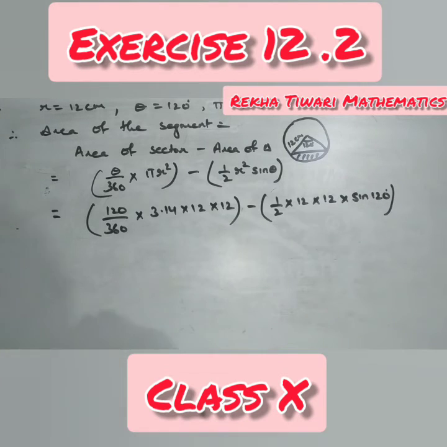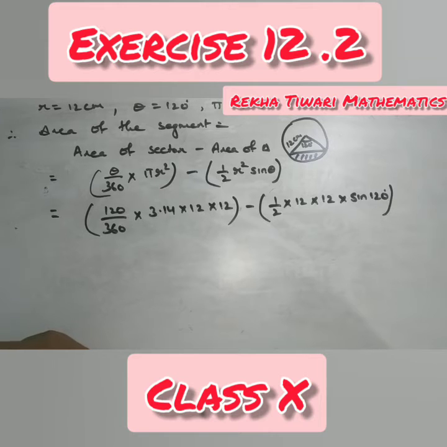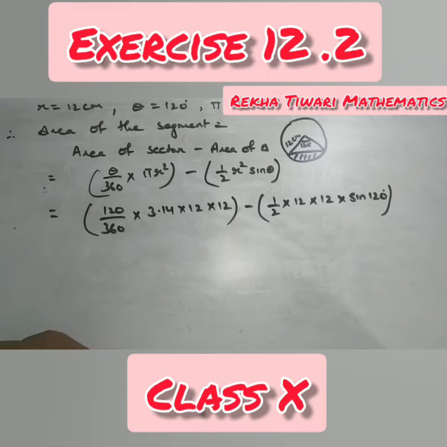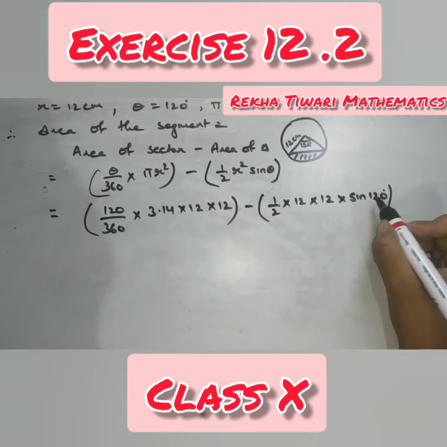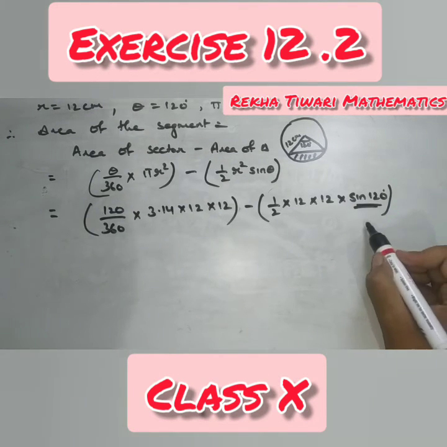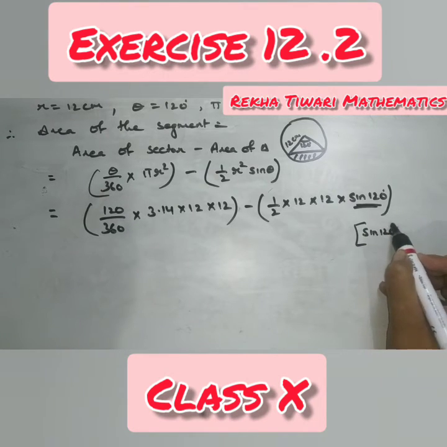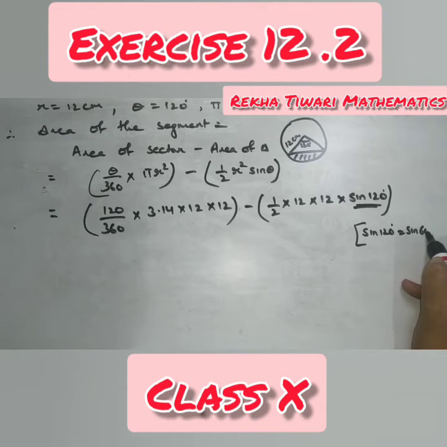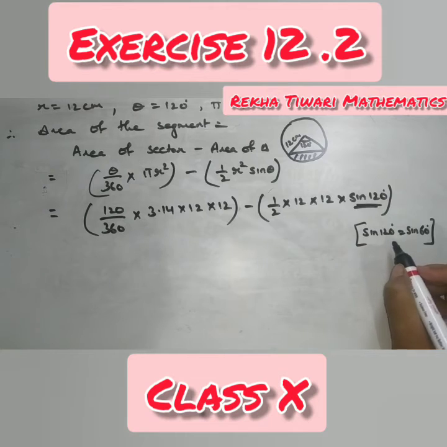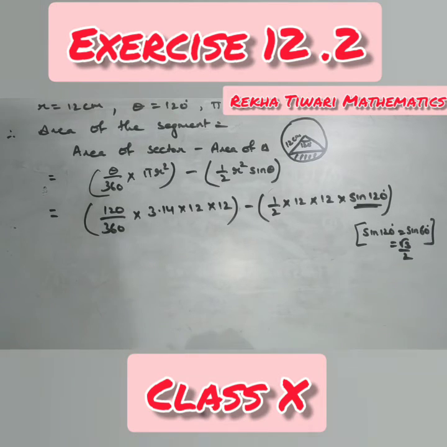120. Now in trigonometry we have read the T ratios only for the acute angle, and this is an obtuse angle. So one specific case is there in this exercise. Just remember that sine 120 is nothing but equal to sine 60. Just learn this thing. In 11th class you will come to know how they are equal. So the value of sine 120 is also root 3 by 2.